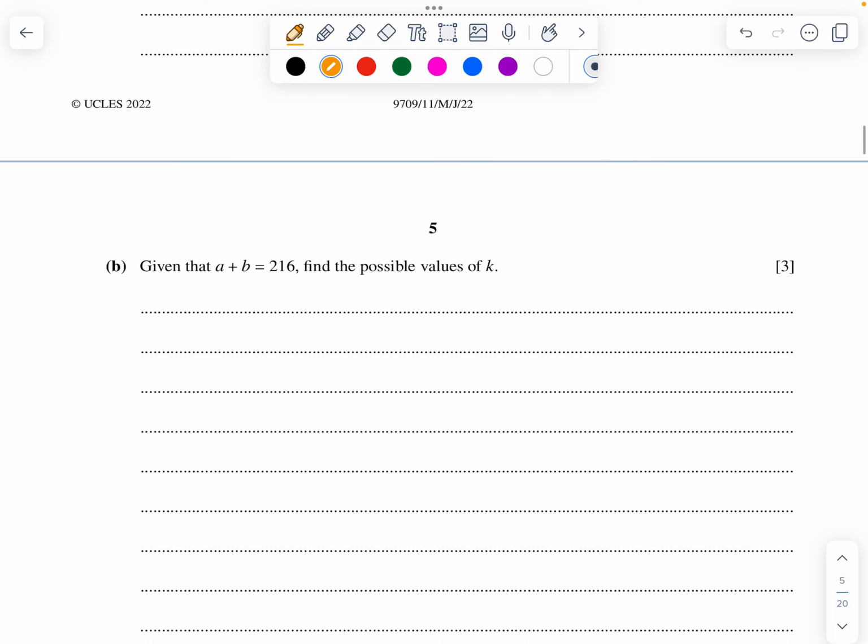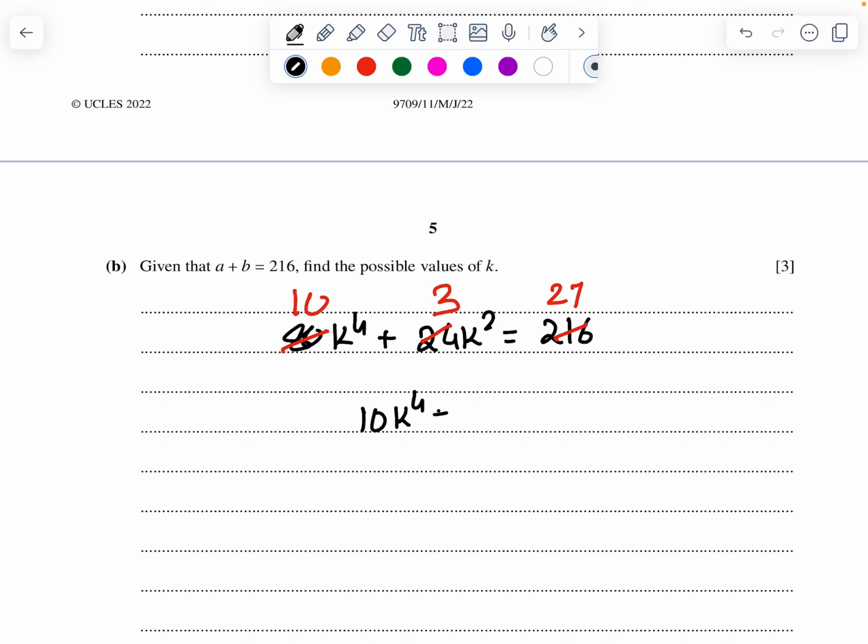Next, given that a plus b equals 216. What was the a value? The a value was 80k to the power 4, plus the b value, 24k squared, equals 216. Then divide by 8. 10 times, 3 times, 27 times. So I will get 10k to the power 4 plus 3k squared minus 27 equals 0.